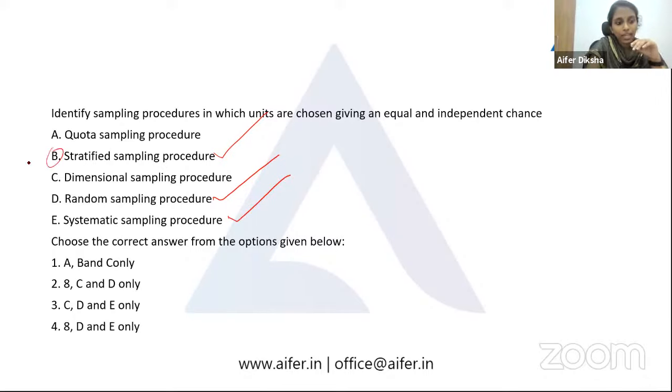So B, D, and E. We know that quota sampling definitely will not be there. So the answer will be B, D, and E. So the fourth option will be the right answer. These are certain questions that were asked in the previous year UGC NET examination in paper 1.